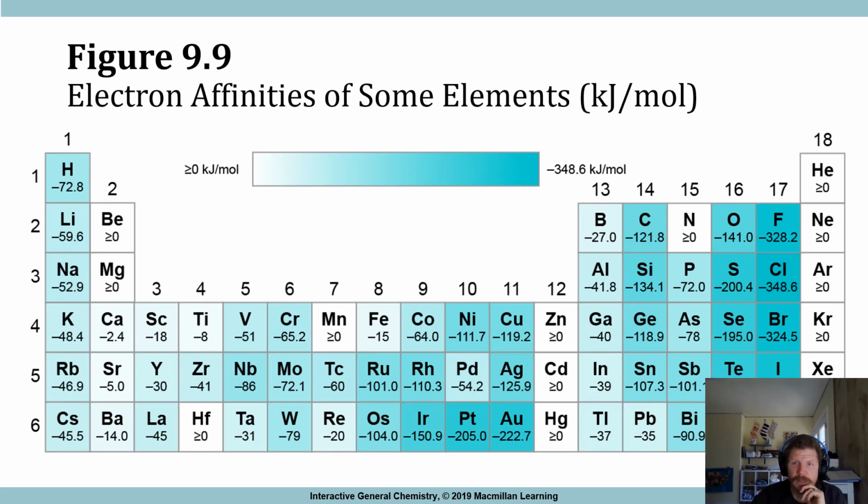Your electron affinities are a little bit different, but they are significantly lower in the lower left-hand corner compared to the upper right-hand corner.